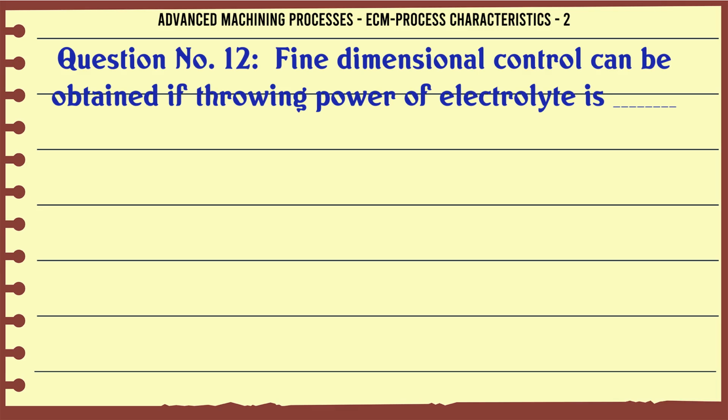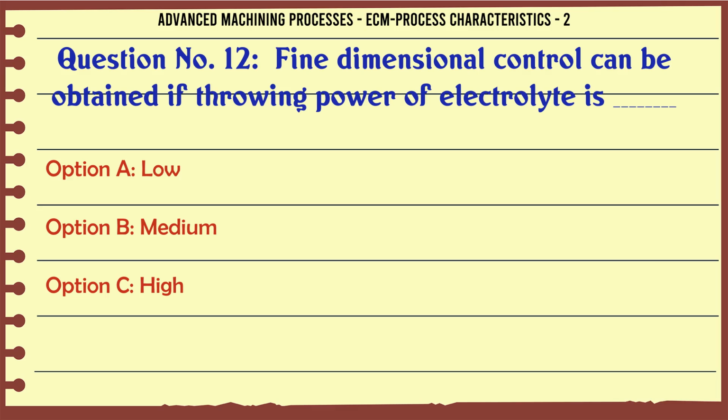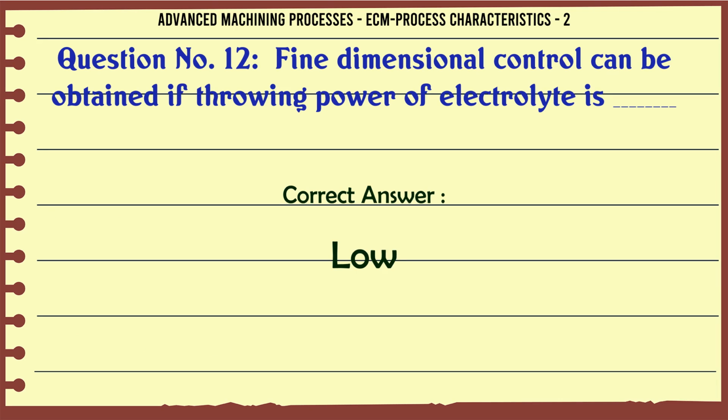Fine dimensional control can be obtained if throwing power of electrolyte is A. Low, B. Medium, C. High, D. Very high. The correct answer is low.